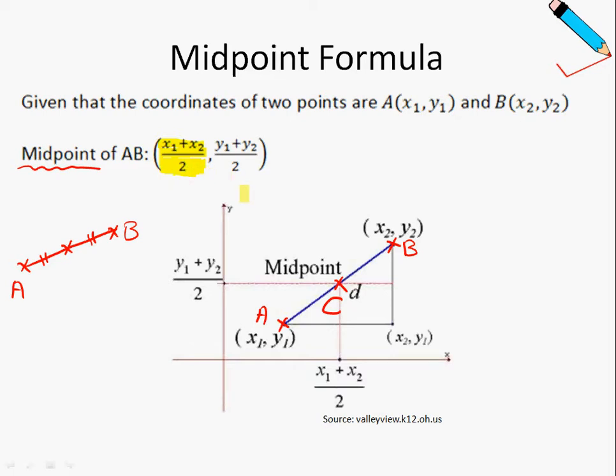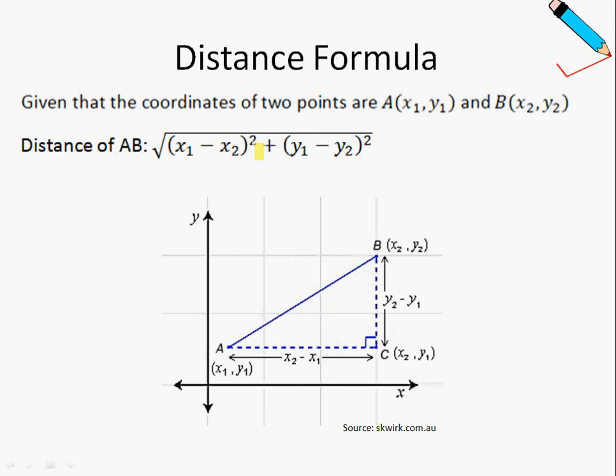On the other hand, the y coordinate of the midpoint C will just be y1, which is the y coordinate of A, plus y2, which is the y coordinate of B, divided by 2. And there you have it. This is your midpoint formula. We won't be going into the proof in this video, probably I'll do it in subsequent videos. We'll just learn how to apply this midpoint formula. So let's move on to talk about the distance formula.